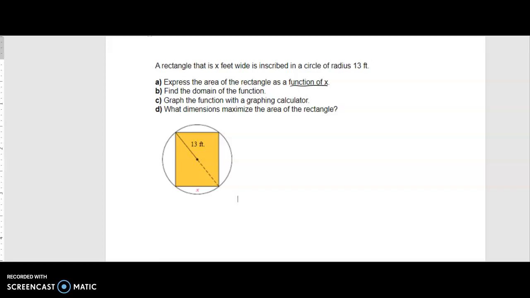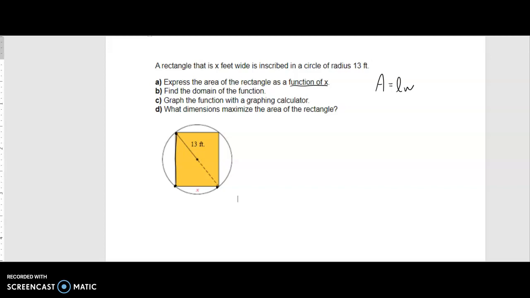All right, a rectangle that is x feet wide is inscribed in a circle of radius 13. So express the area as a function of x. So area equals length times width for a rectangle. And then we can represent the length right here, which is kind of given to us. That's x. And this would be the width, or vice versa. It doesn't matter what you call length or width.